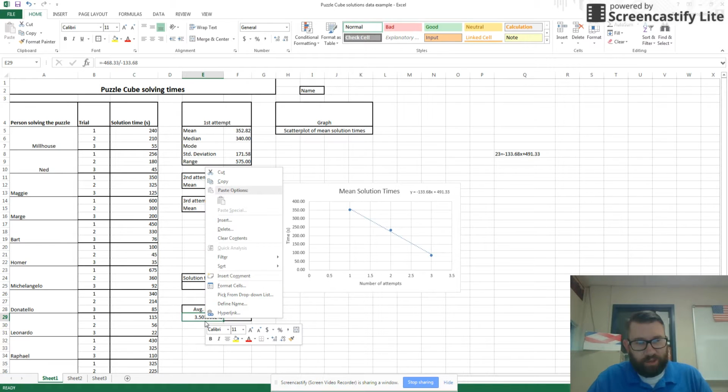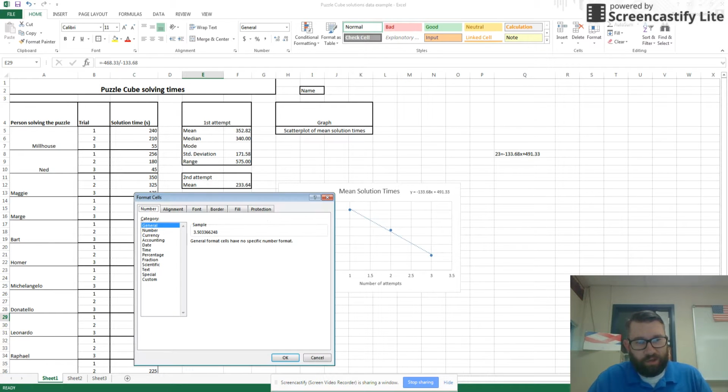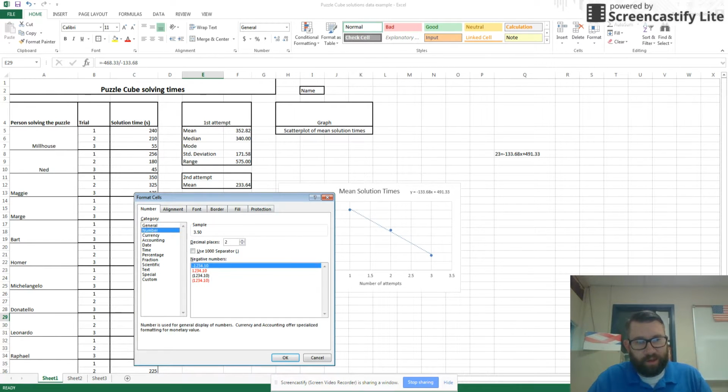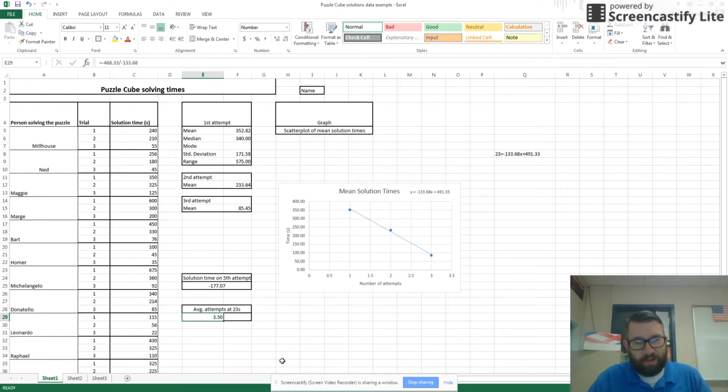Now remember last time I said we could format the cells to get rid of some of the decimals. So I can take my number, 2 decimal places, and I hit enter. There's my average attempts at 23 seconds. So this is what your final product or your final Excel graph of puzzle cube solution times should look like. Again, your data is going to be different than mine, but if you follow these steps, you'll be able to create your assignment just like I did.